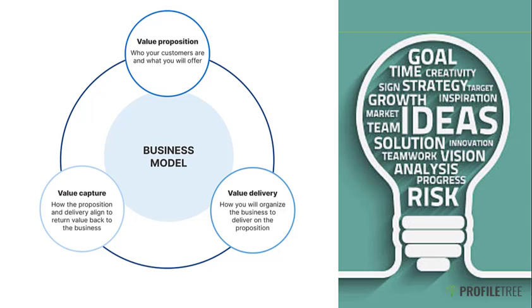As you can see from the following diagram, there are three main areas of focus in a business model, known as your value proposition, value delivery, and value capture. The proposition will outline who your customers are and what you will offer. In terms of value delivery, these are the details on how you will organise the business to deliver on your proposition. And finally, value capture will involve how the proposition and delivery will align to return value back to your business.